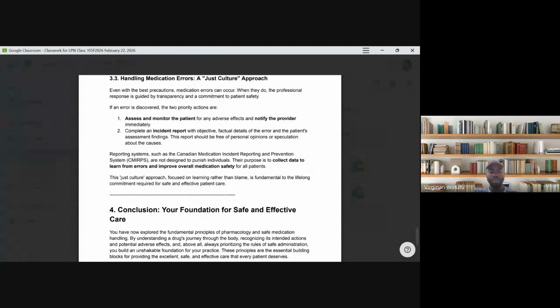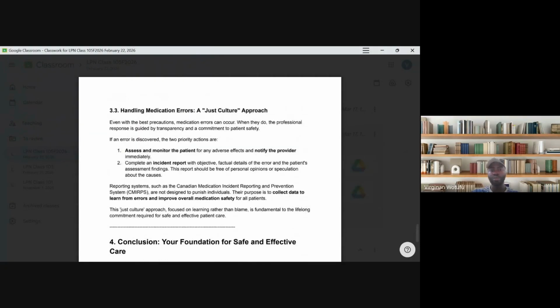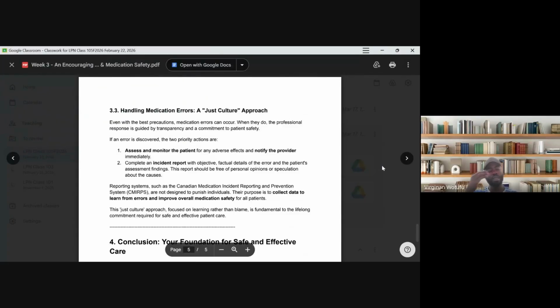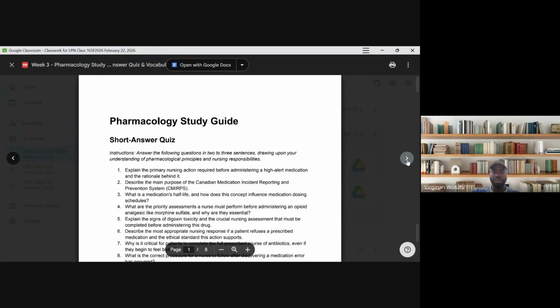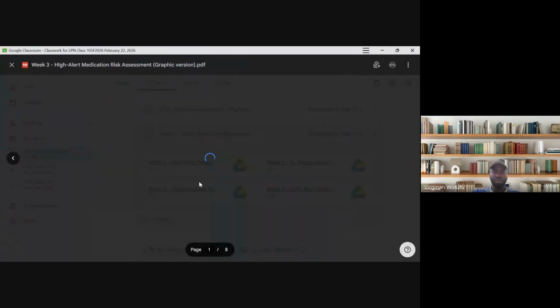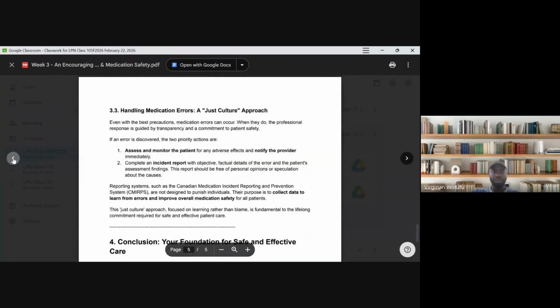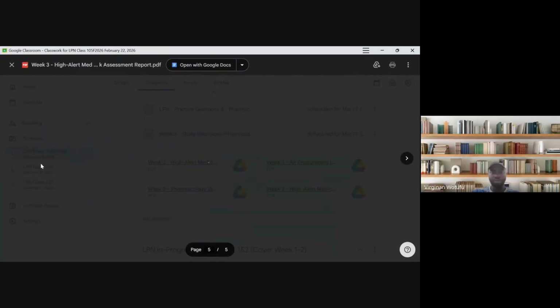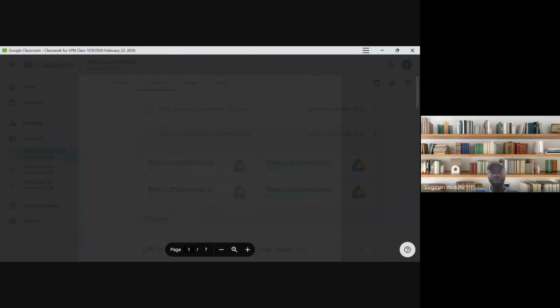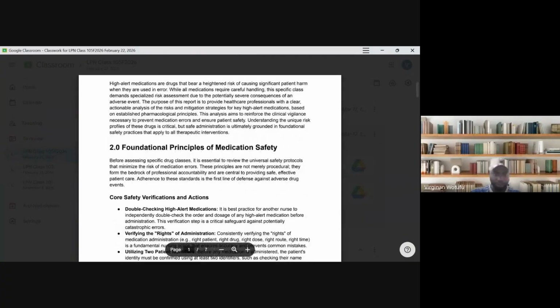Okay. So we have just had a run through on that. Now we'll take a look at some high alert medications that we have to pay attention to during administration or even after administration. Let's take some.